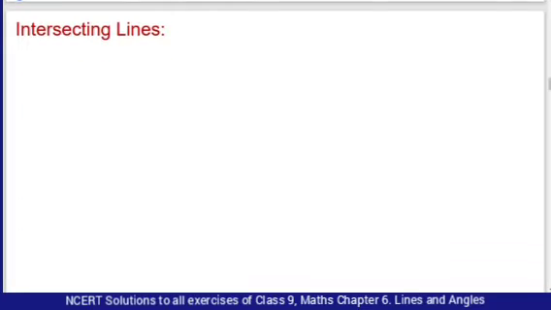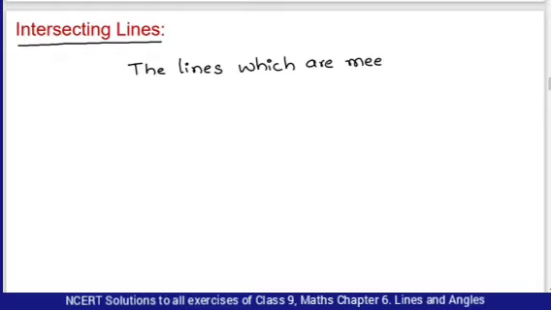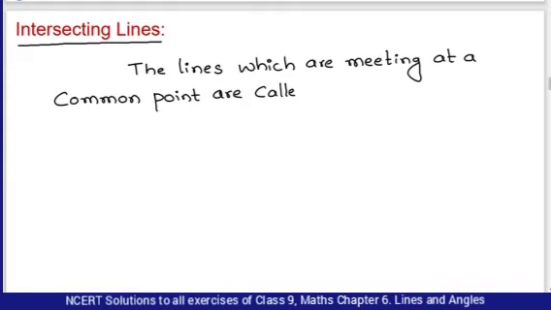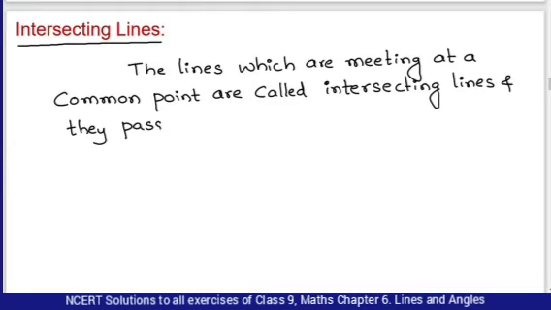Next we will see about the intersecting lines. What are intersecting lines? The lines which are meeting at a common point are called intersecting lines, and they pass through each other.